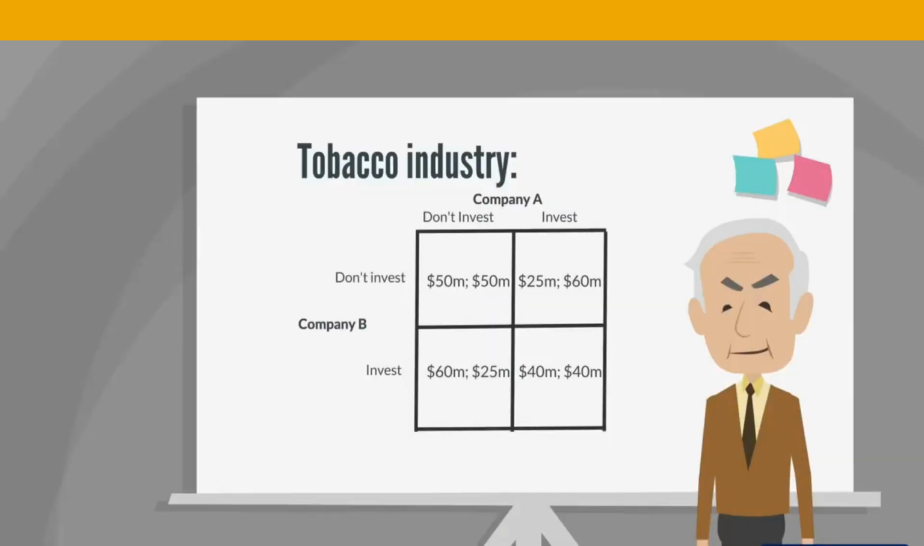Let's use game theory to describe this situation. We'll imagine there are only 2 companies operating in the tobacco market. The outcomes they may choose are the following: win $50 million each without spending money on advertising. If Company A advertises and Company B doesn't, then Company A will win $60 million and Company B will win $25 million. In the opposite scenario, if Company B advertises and Company A doesn't, the outcome reverses. And finally, if both companies advertise, each wins $40 million.